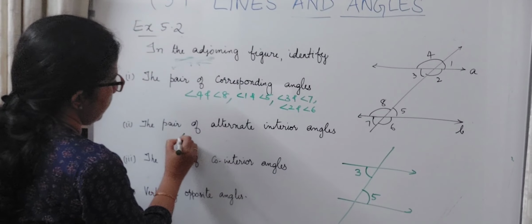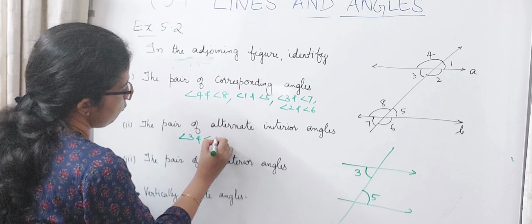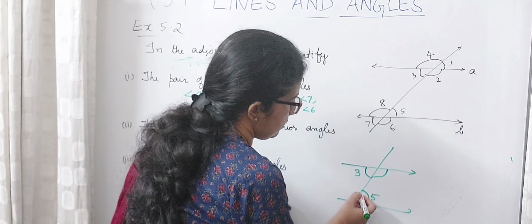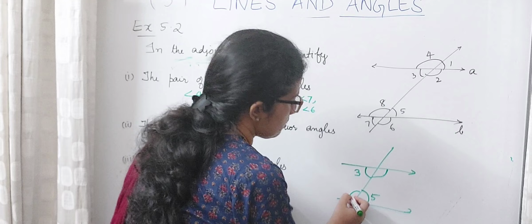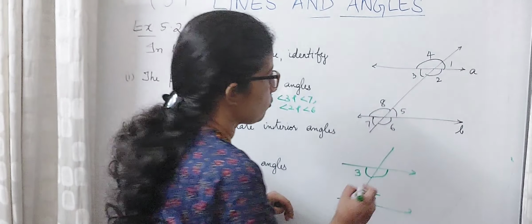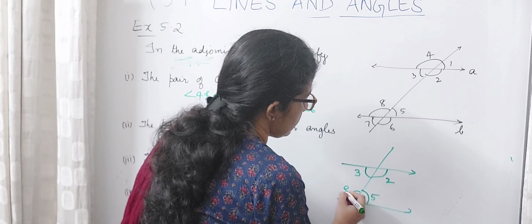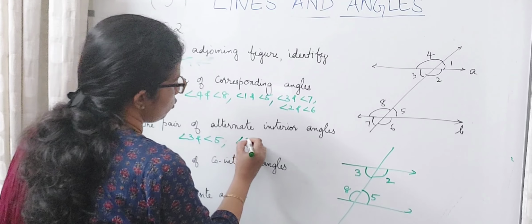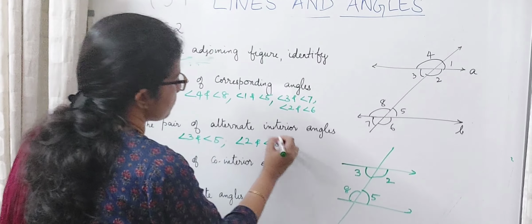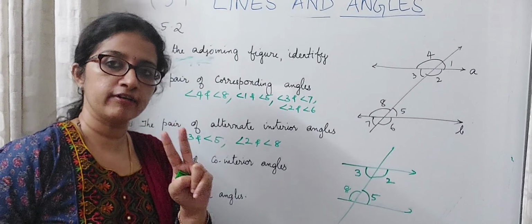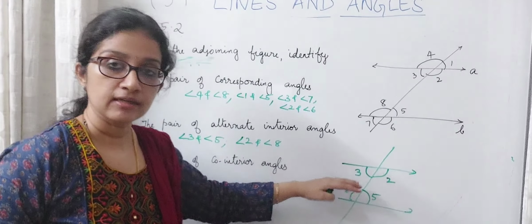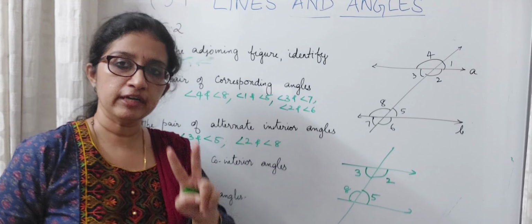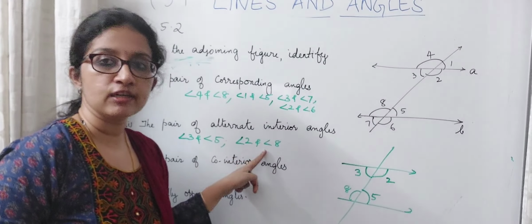So let's write it here. Angle 3 and angle 5. Okay. Which is the next one? Similarly, if you are taking this angle, these two angles will be alternate interior angles. So what is this? This is 2. This is 8. Okay. So angle 2 and 8 are alternate interior angles. So angle 2 and angle 8. Okay, so only 2 pairs of alternate interior angles are there, because since they have said interior, there are only 4 angles, right, in the interior. So only 2 pairs. So these are the 2 pairs of alternate interior angles.